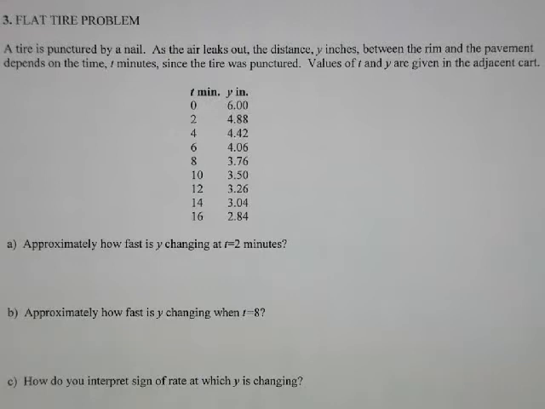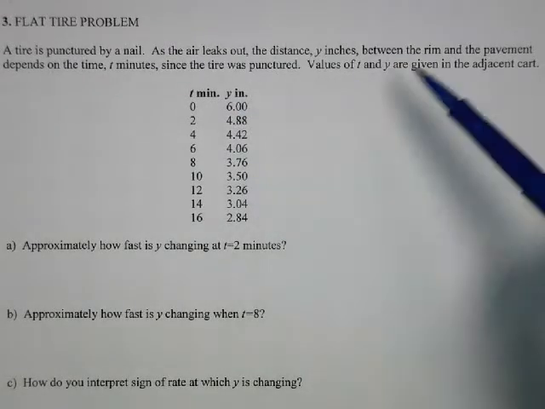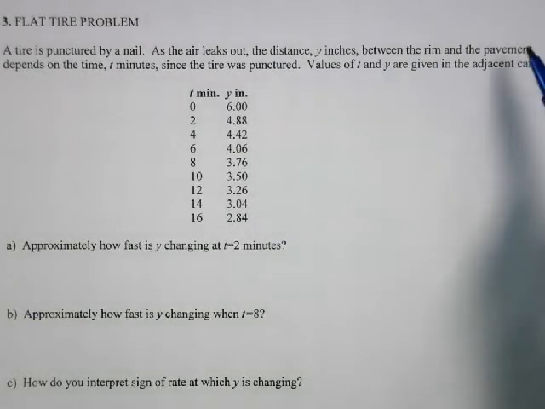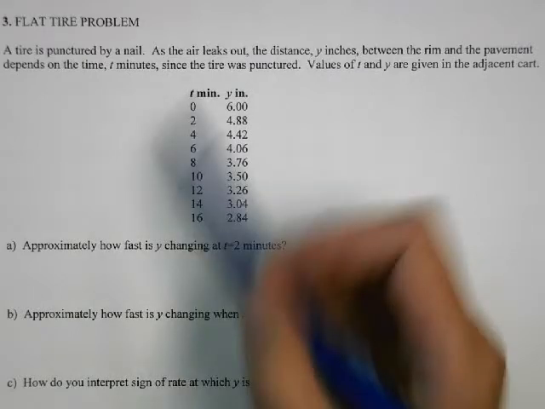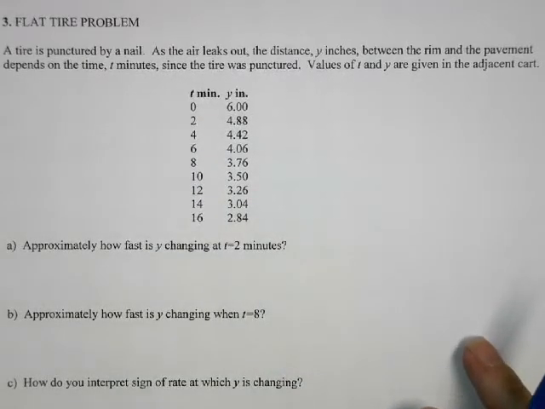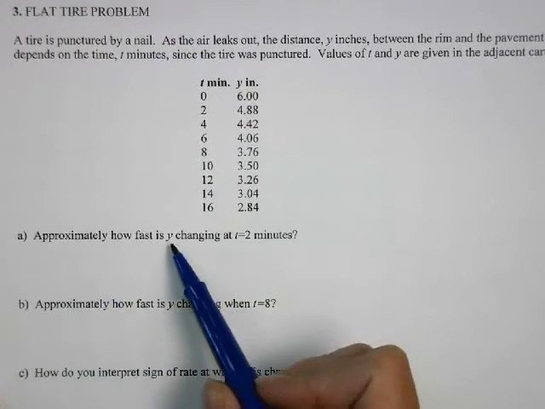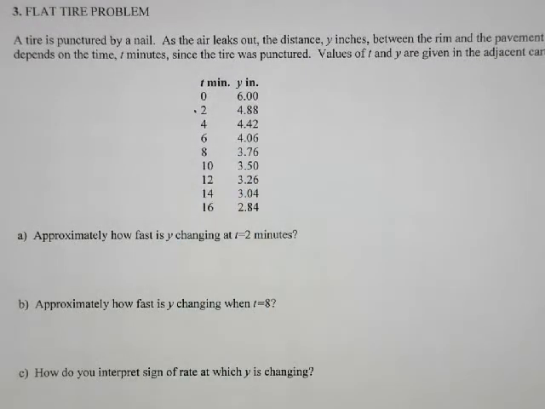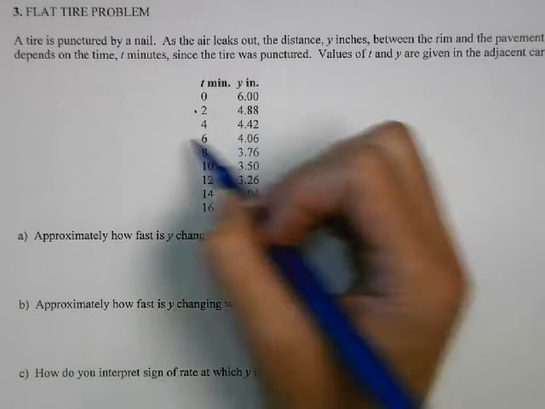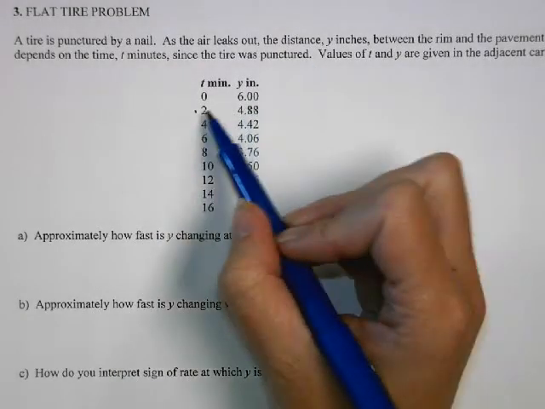So we have a tire punctured by a nail. As the air leaks out, the distance y between the rim and the pavement depends on time t minutes since the tire was punctured. And here's our chart. So approximately how fast is y changing at t equals 2 minutes? Okay, so again, this is a rate of change. So we're going to use the values in the table. I can't do it exactly here.